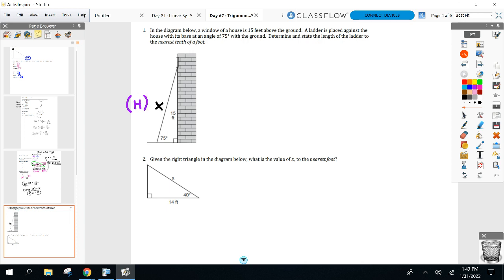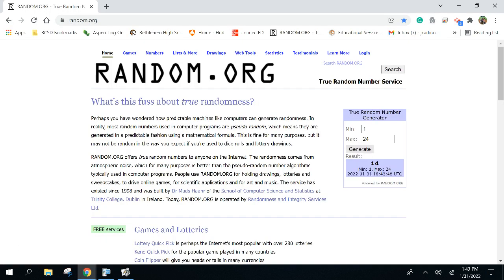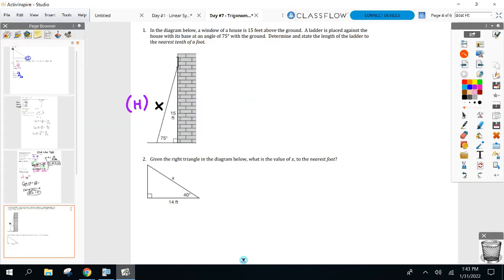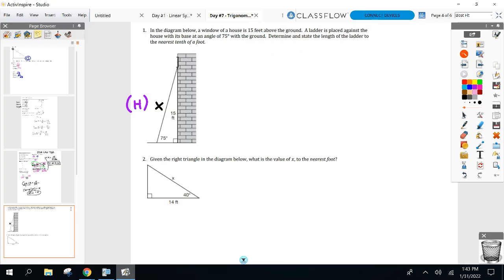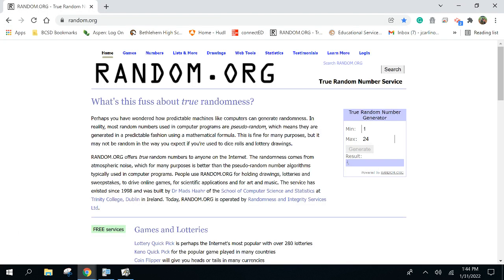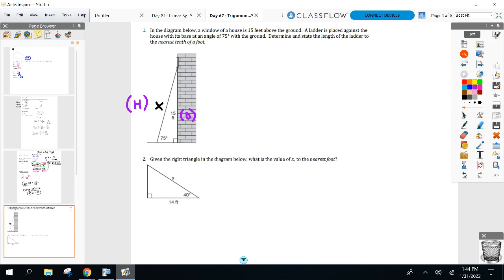How about the 15? What should I be labeling the 15 as in this problem? Look where the 75 is, of course. Opposite. Good work. So you have the hypotenuse and the opposite, which is 15. Which ratio can I use?